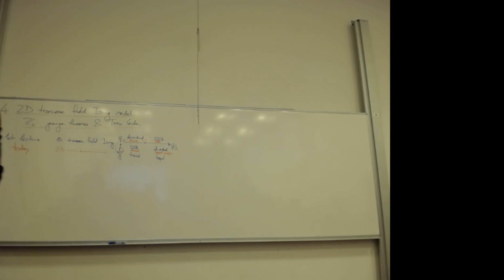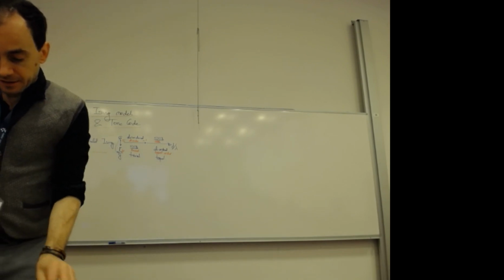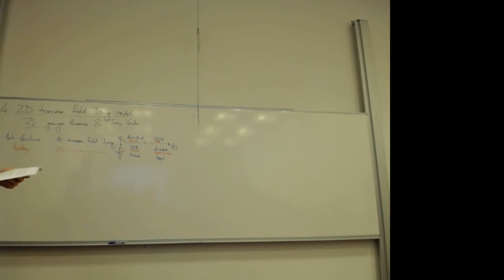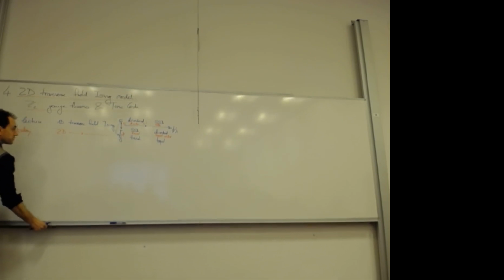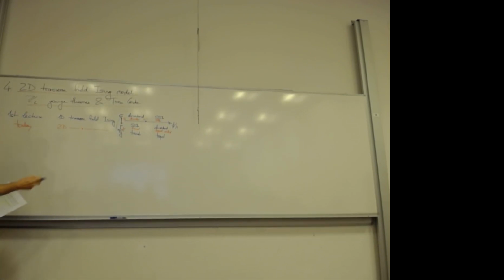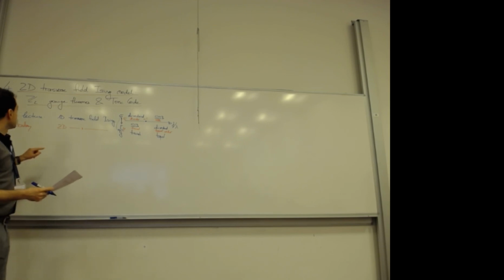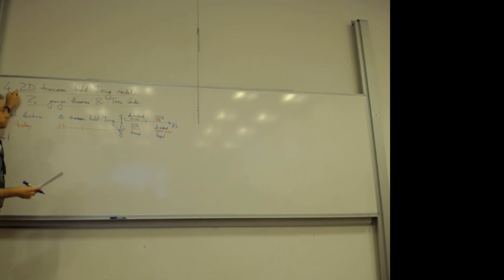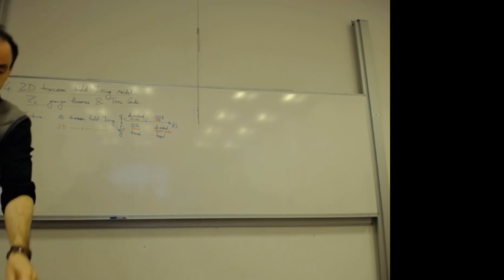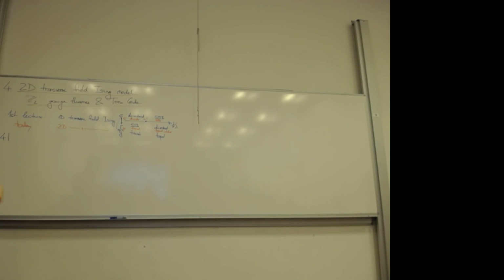Okay, so we're doing the 2D transverse field Ising model, but we're actually starting theoretically. I reverse engineered the story. So I start by introducing the Z2 lattice gauge theory, and then I will show that the Z2 lattice gauge theory is actually the dual theory to the transverse field Ising model.